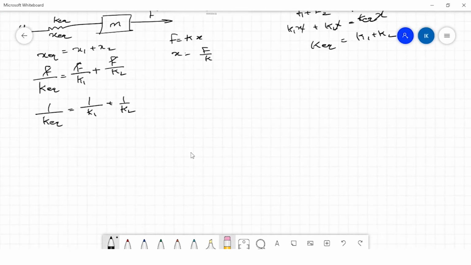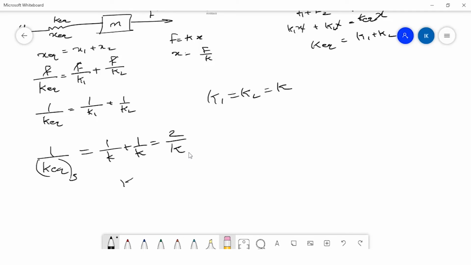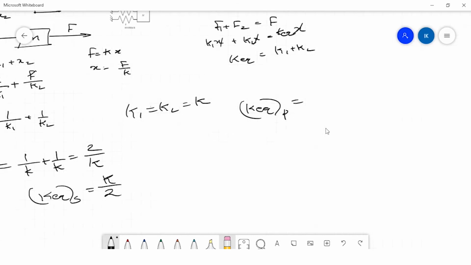In our question, it is given that K1 equal to K2 equal to K. So for the first one, let us represent it by series, 1 by K equivalent equal to 1 by K plus 1 by K, which is nothing but 2 by K. Therefore, K equivalent of series is K by 2. For the parallel connection, K equivalent is K1 plus K2, and K1 and K2 are the same, which is K. So K plus K is nothing but 2K.